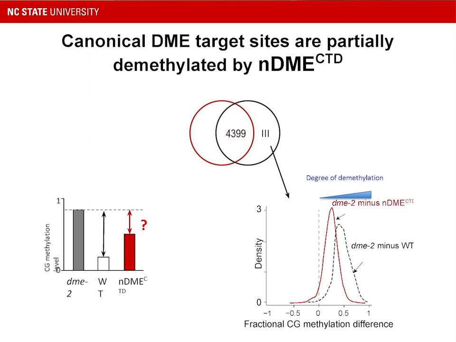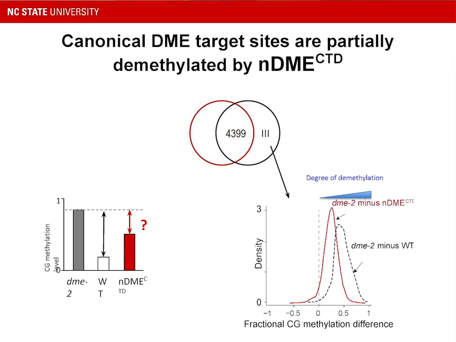So we use this method to come back and look at this region that got missed by the C-terminal. Okay, and we ask, is it really missed, or does the C-terminal demethylate this region at all? So these are the endogenous DEMETER target sites. The methylation difference is pretty big, and that's reflected with a dotted black line here.